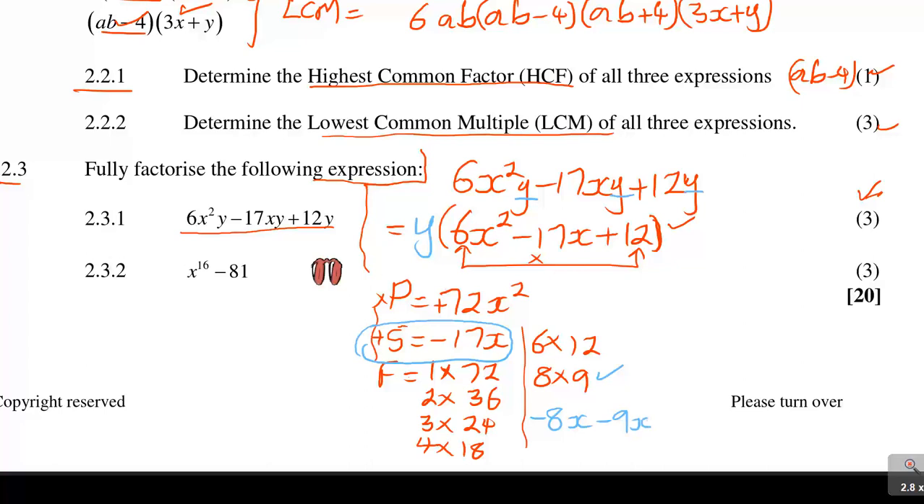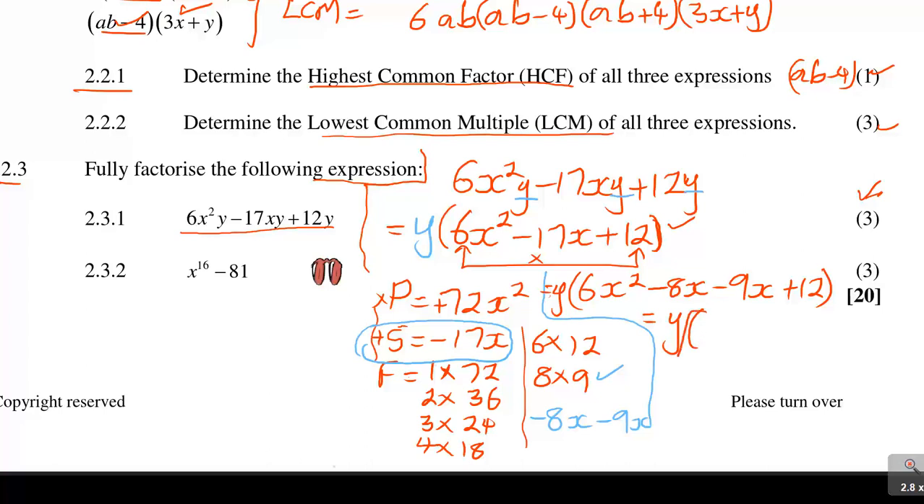So when I solve it, just to have space, it will be equal to, in this case, 6x squared minus 8x minus 9x plus 12. Now remember, you have the y which is remaining on the outside. If you forget that y, your answer will be wrong. So which is equal to y.